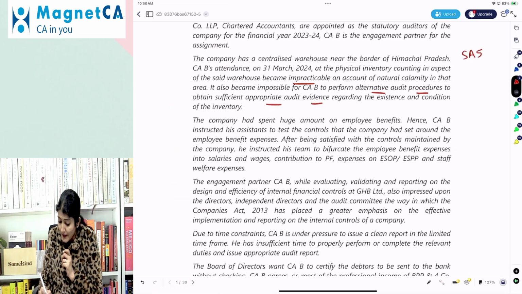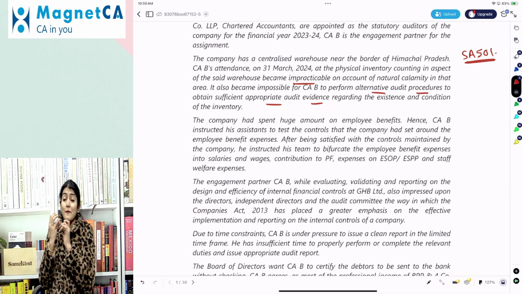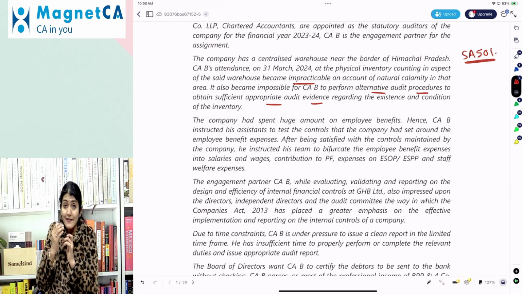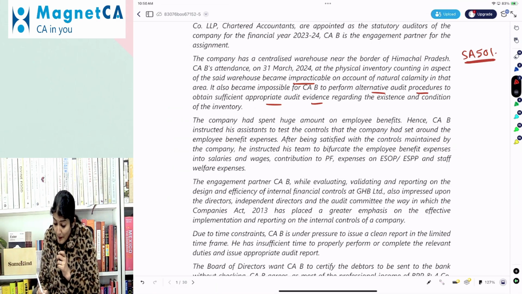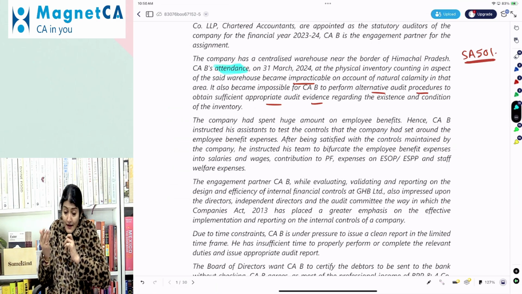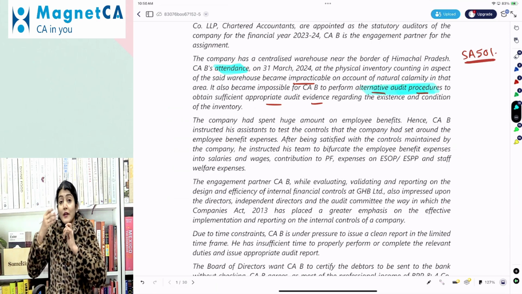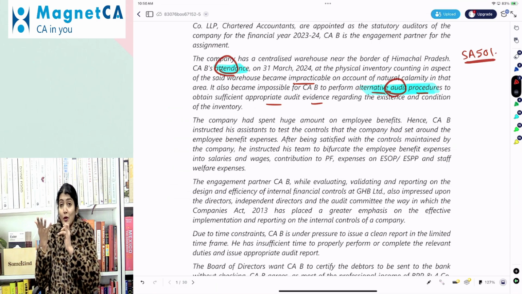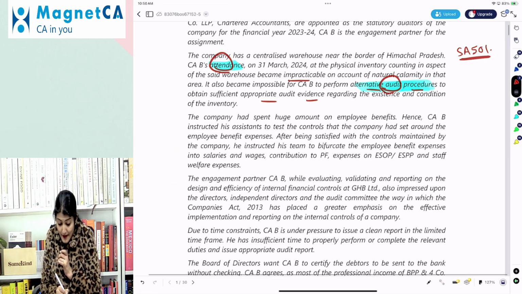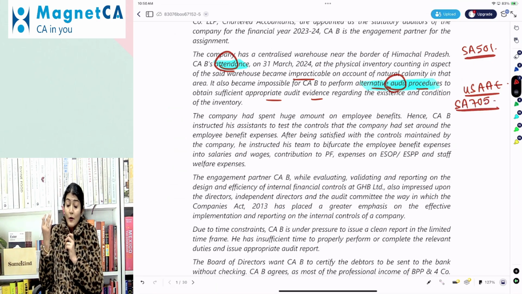So again, one of the favorite questions for the exam, right, is SA 501, audit evidence specific considerations for selected items. And here the selected item is the existence and condition of inventory, right? So you perform the main audit procedure, that is attend. That is by hook. If you're not able to perform the main audit procedure, you perform the alternative audit procedure, that is by hook or by crook. But it says by hook also not possible, by crook also not possible. That means you are unable to obtain the evidence. Then you have only one option, SA 705, modify the opinion.